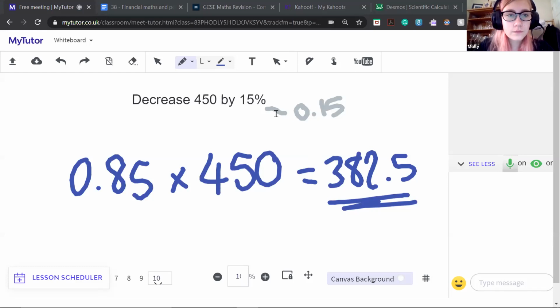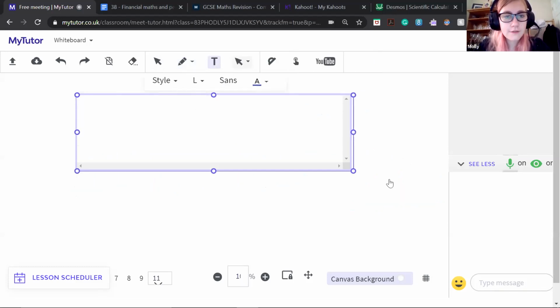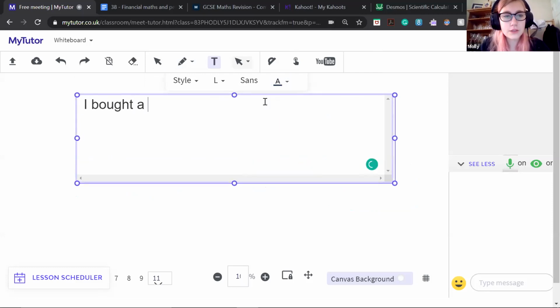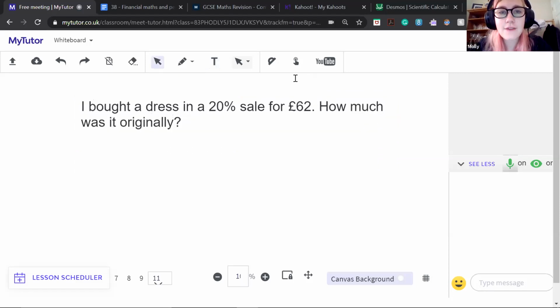So reverse percentages is stuff like this. So let's say I bought a dress in a 20% sale for £62. How much was it originally, so before the sale? So does anybody have any ideas about how we can do this one?